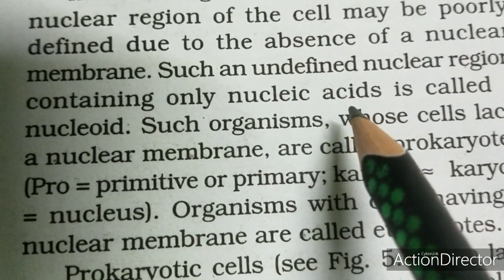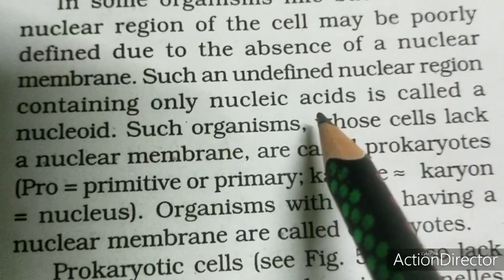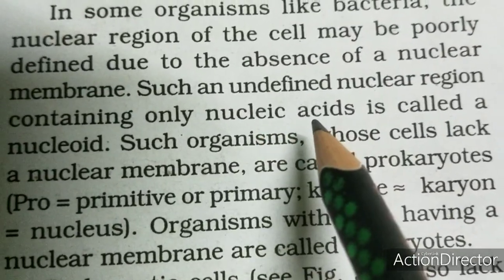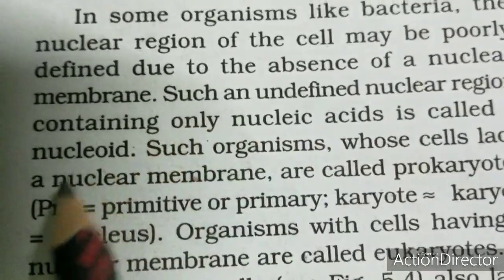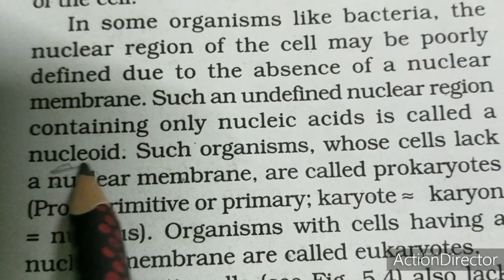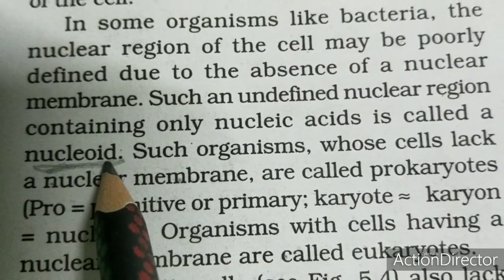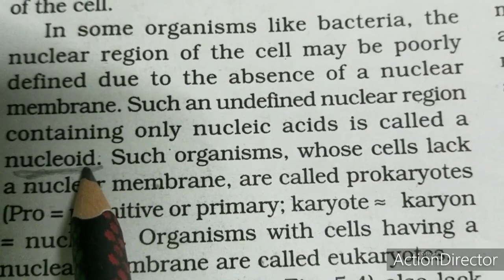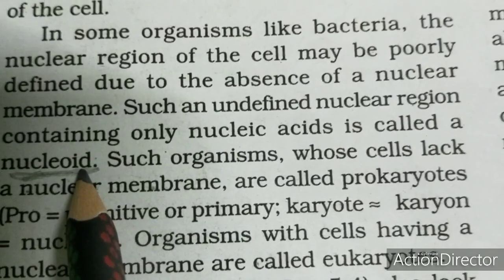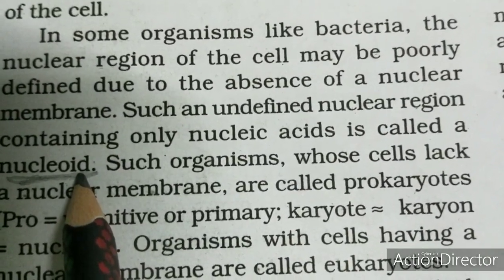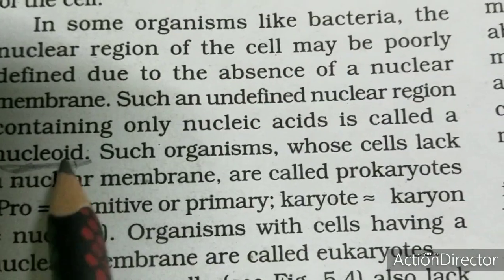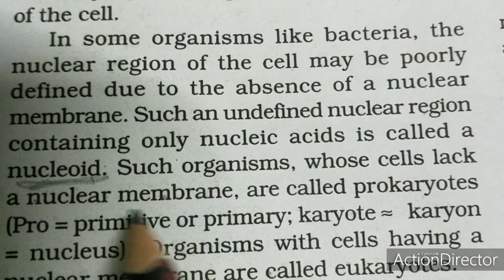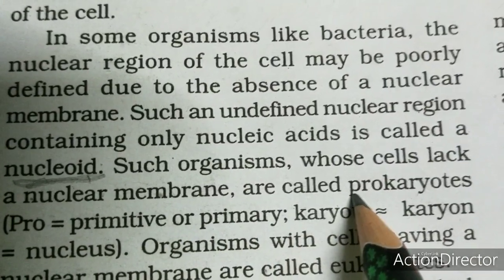And such a nucleus which lacks the nuclear membrane but has nucleic acids, such a nuclear region is called a nucleoid. Very important term from the point of exam, nucleoid. So what is nucleoid? It's a nuclear region lacking the nuclear membrane but has the nucleic acid. So such organisms whose cells lack a nuclear membrane are called prokaryotes.